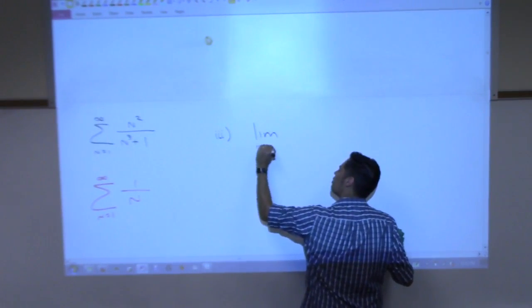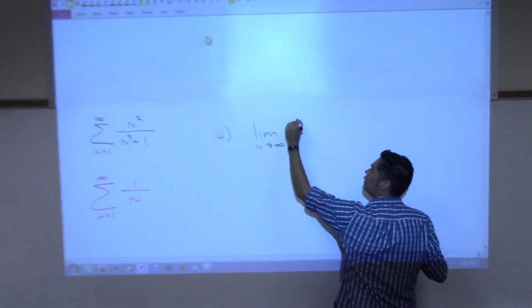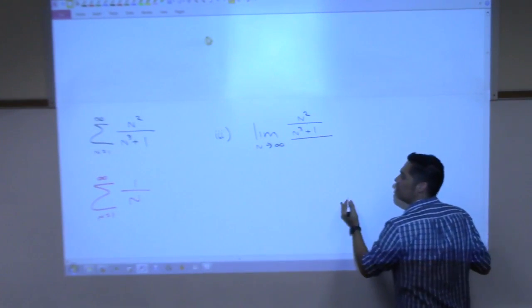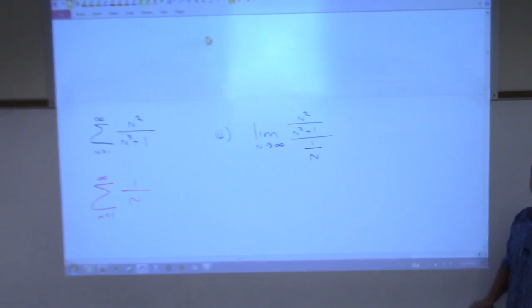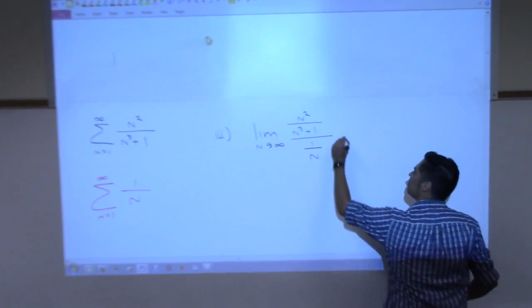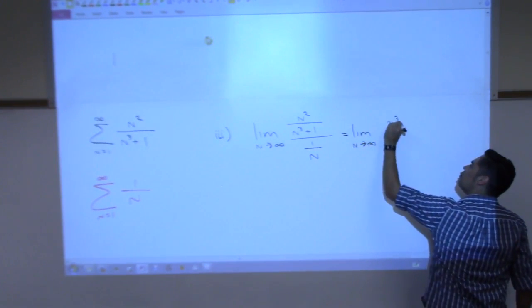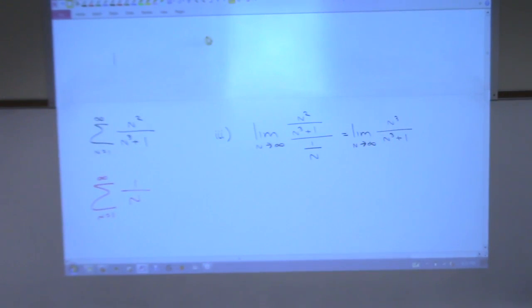Limit as n goes to infinity, and I take the a sub n, which is n squared over n cubed plus 1, and then I divide that by b sub n, which is 1 over n, right? And I take this limit, and what am I hoping to get here? A positive constant. Well, let's do some algebra. Flip that up. Doesn't this turn into the limit as n goes to infinity of n cubed over n cubed plus 1? Infinity over infinity?